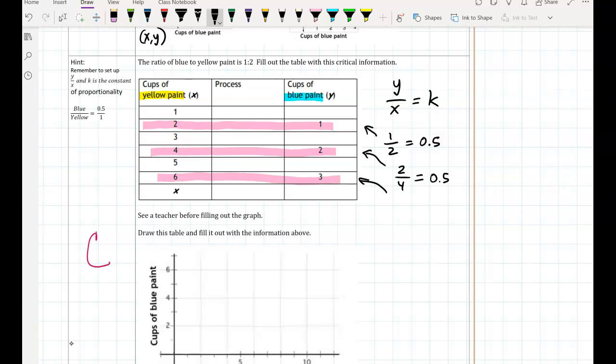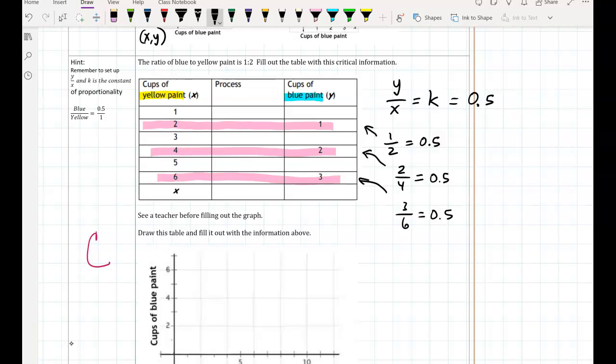The y is 3, the x is 6. Remember, it's always y divided by x. 3 divided by 6 is 0.5. Remember, because we always divide top divided by bottom, top divided by bottom, top divided by bottom. And it's 0.5 every time. So what's the constant of proportionality? That's right, 0.5. So now that we've got this all taken care of, we found the constant of proportionality.